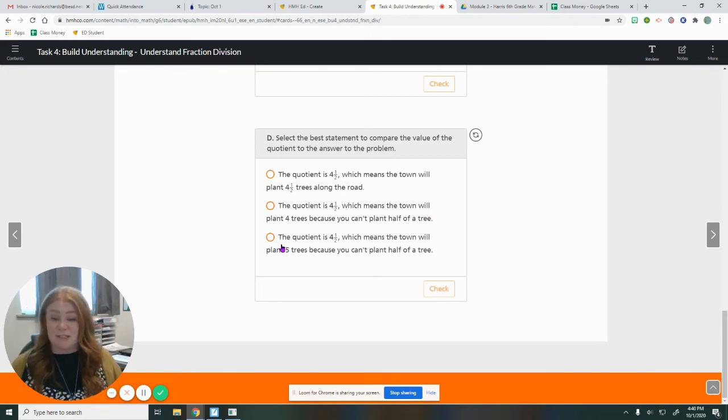Let's read this last one just to double check. Sometimes we get to a better answer. The quotient is 4.5, which means the town will plant 5 trees. They didn't have room for 5 trees, so they can't plant 5 trees and follow their pattern. So it sounds like this answer here is the best.